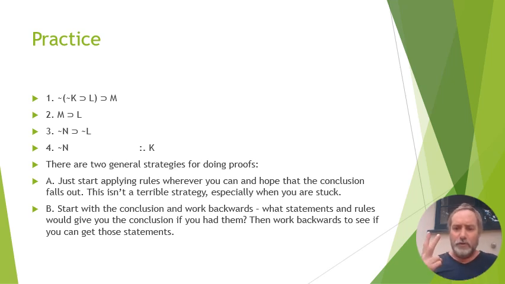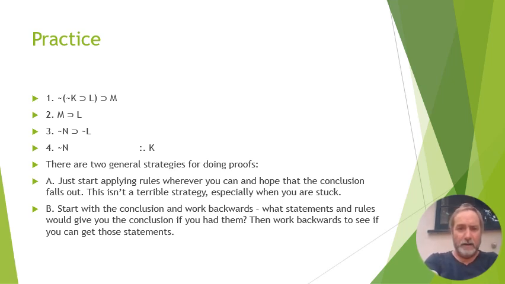Okay, so we have three rules, including double negation, right? We have two rules for conditionals. So let's practice a little bit. So here's a proof someone might ask you to do. It's got 4 premises and a conclusion. So the first premise is a conditional, right? The antecedent is a little complicated, but it is a conditional.